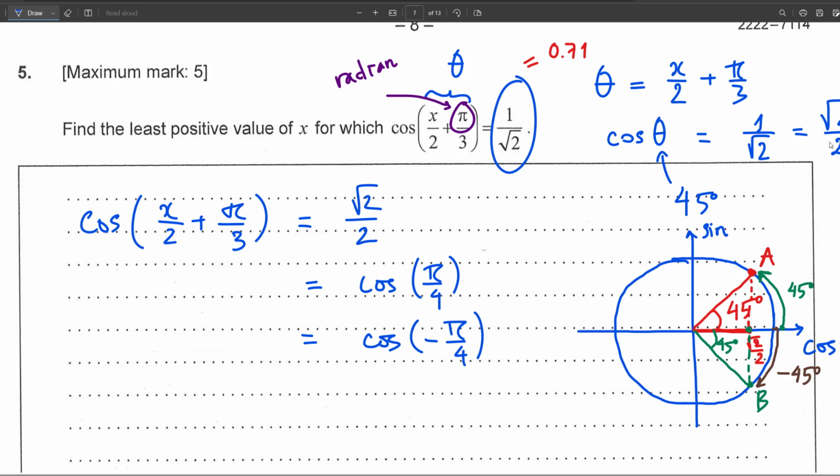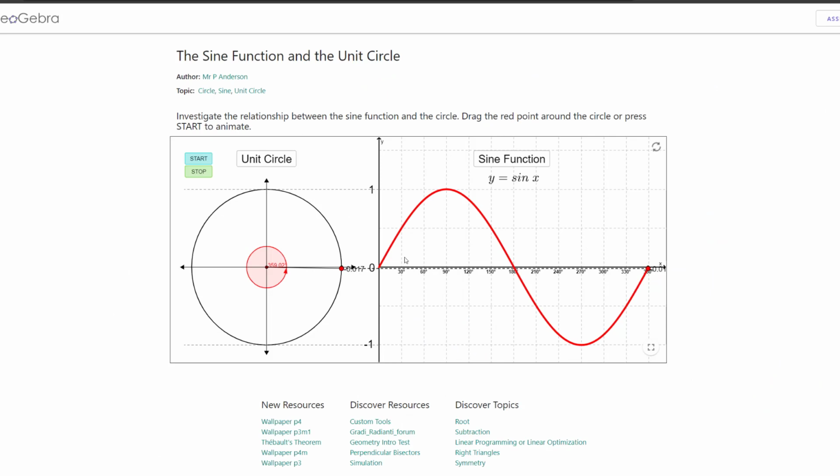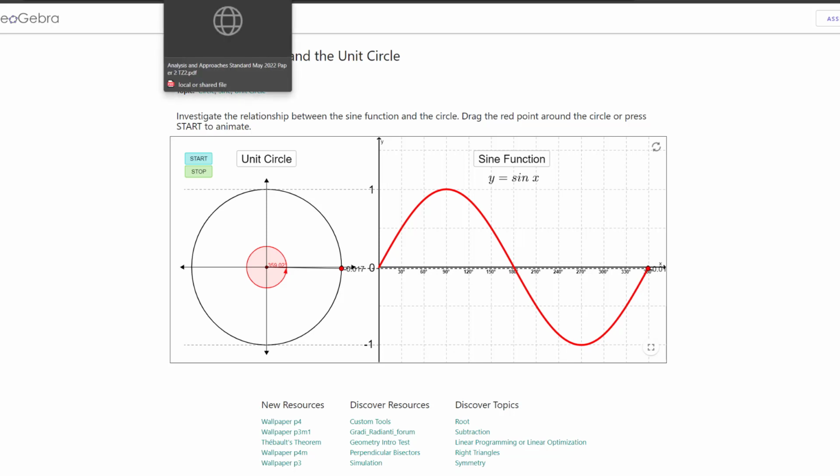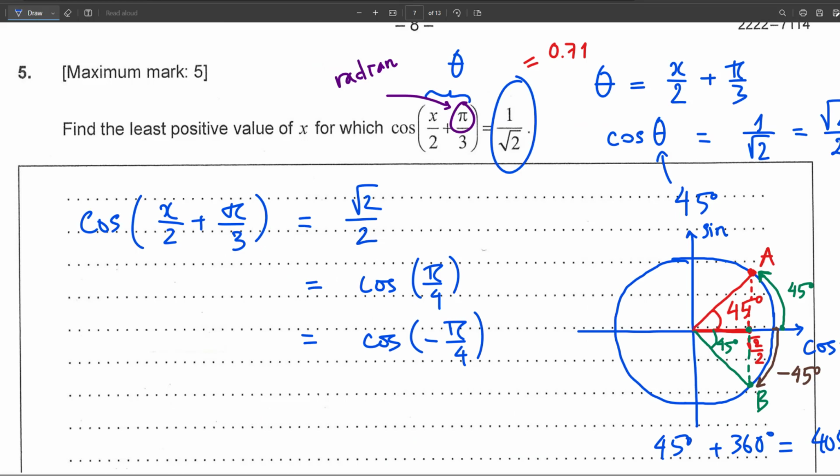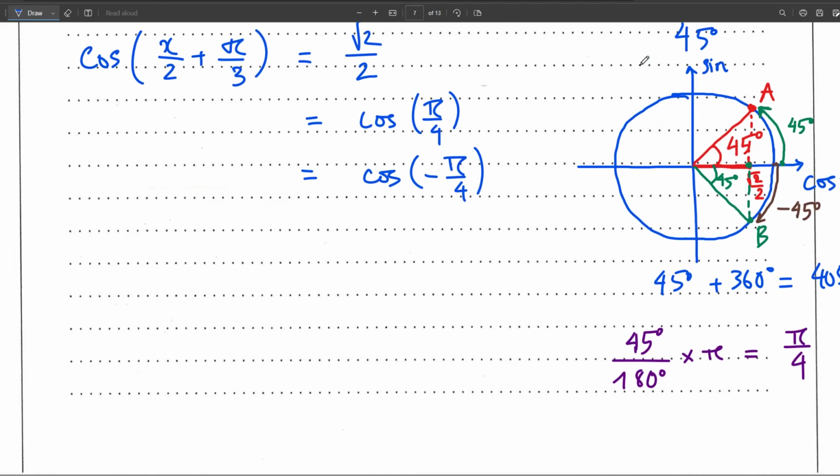Ví dụ như điểm A này mình rotate nó 360 độ thì cái angle mới nó sẽ là 45 độ cộng thêm 360 độ, thì nó bằng 405 độ. Cho nên là trước đây thầy có nói là cái sine function và cosine function nó có cái period là 2 pi, period 2 pi. Cho nên là cứ tiếp tục rotate như thế, mình rotate một vòng 360 độ thì mình sẽ có một value mới.